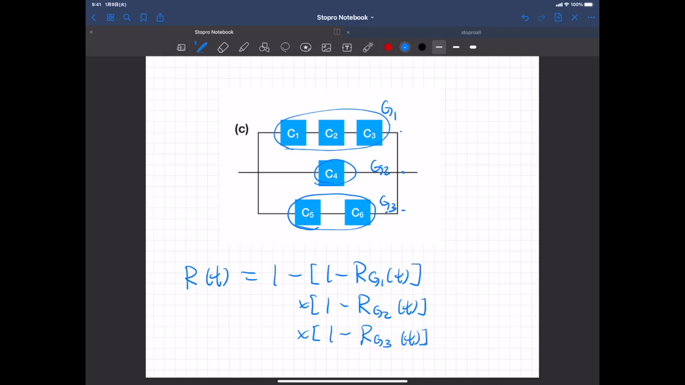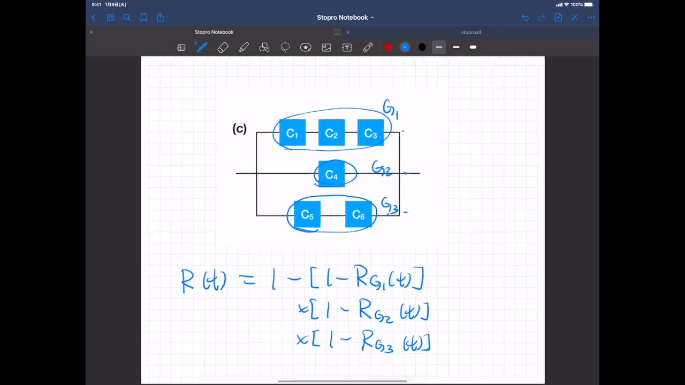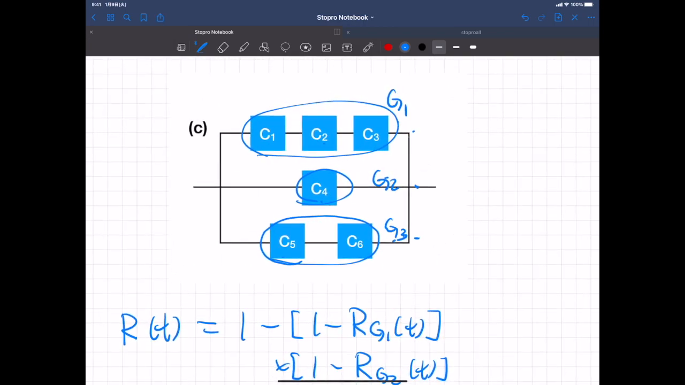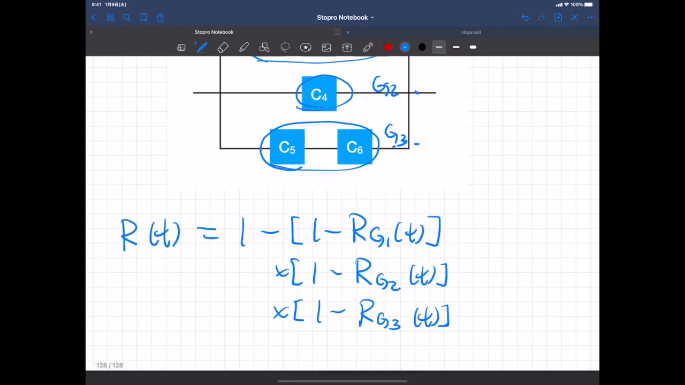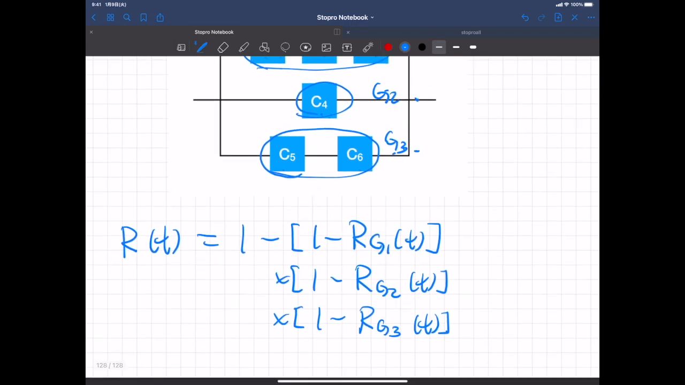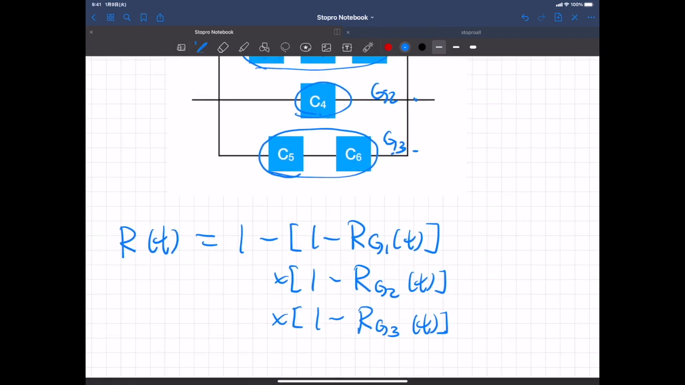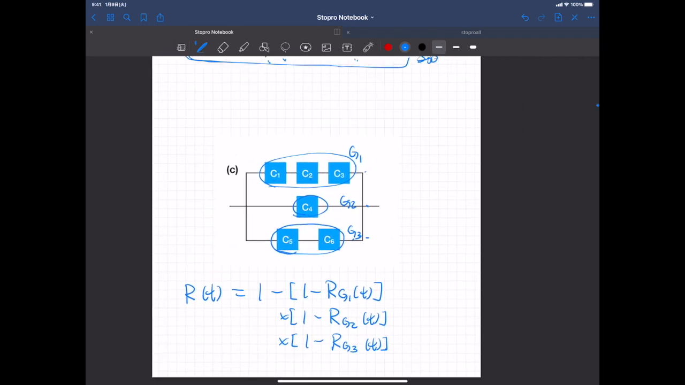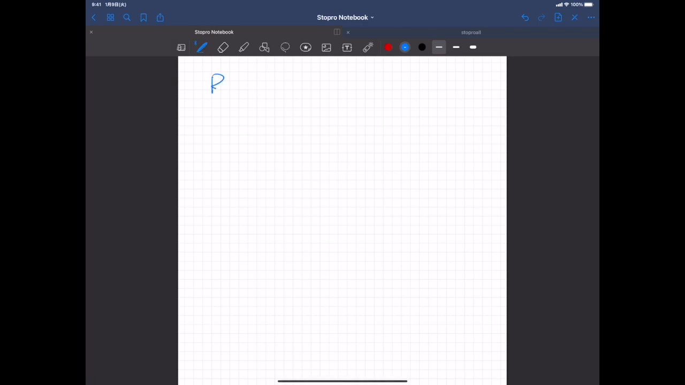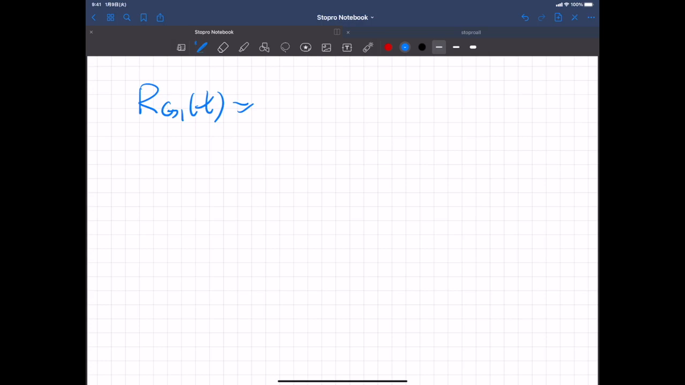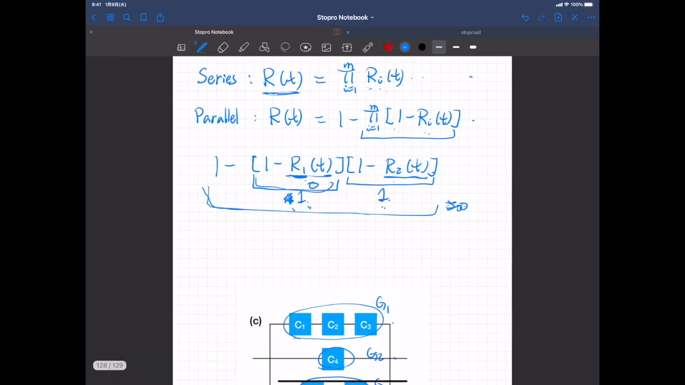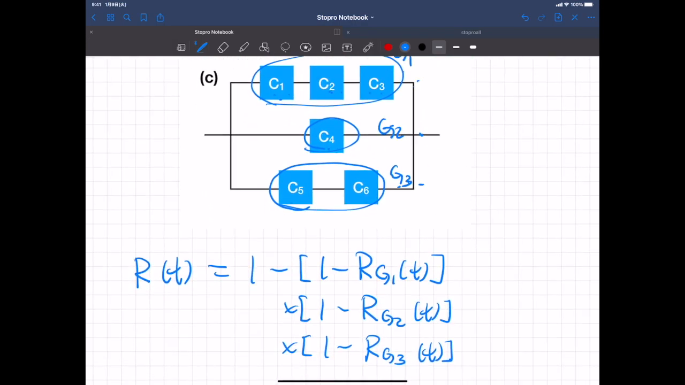Okay, now in each group, in group 1, it is a series of 3 components. So we apply the logic of the series system. And in that case, this RG1 is just the product of each component, first component times second component times third component, right? So just the product of this and this and this.